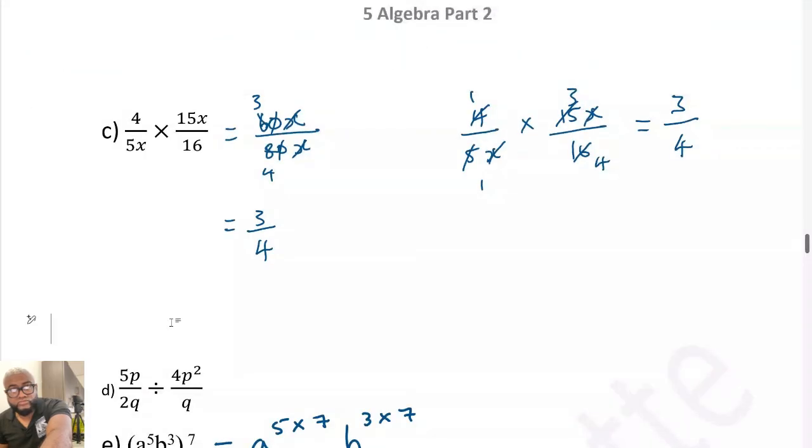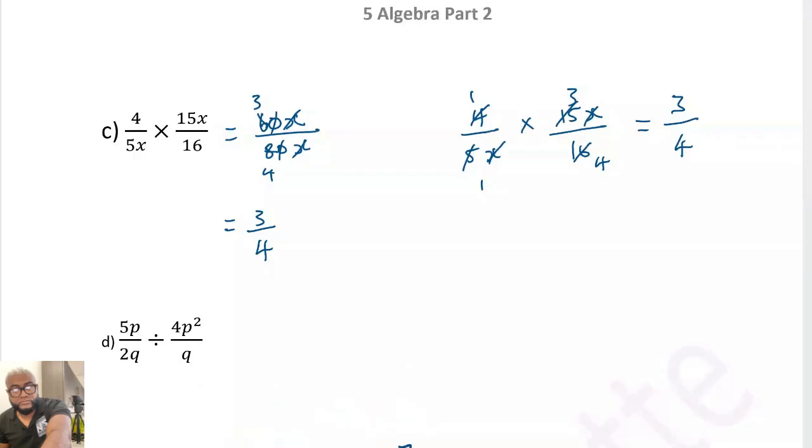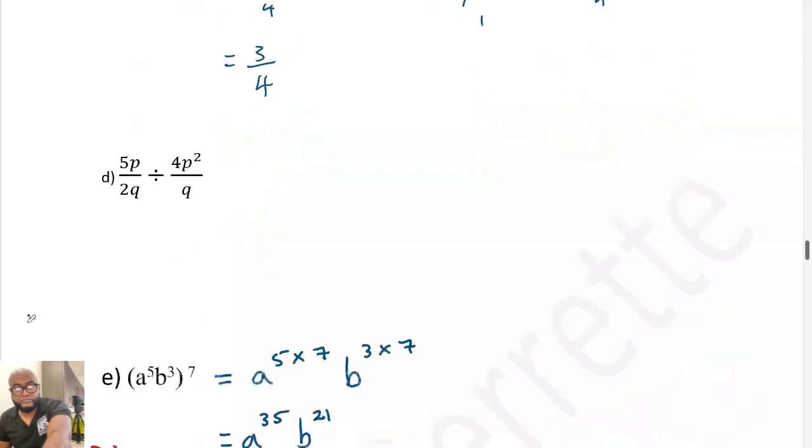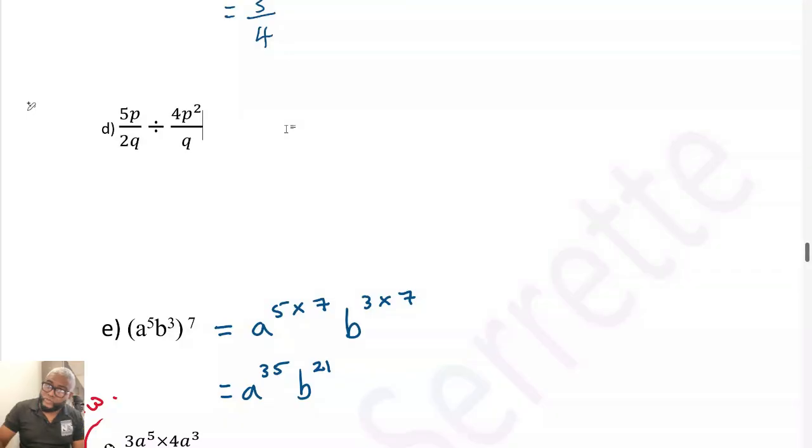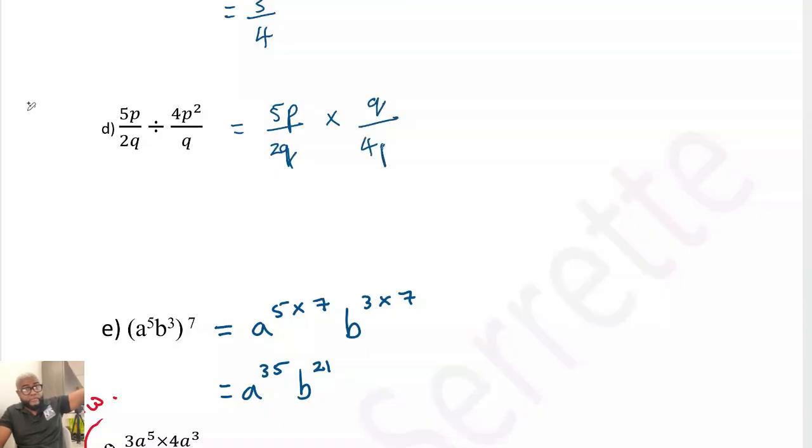All right, let's go. Once you are doing a fraction and they want you to simplify, you have to invert what you are dividing by and then multiply. Everybody good there? So this will be 5p over 2q multiplied by, I'm going to flip what I'm dividing by, so this becomes q over 4p to the power of 2.